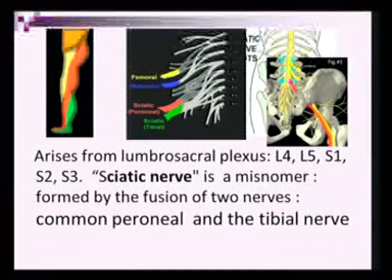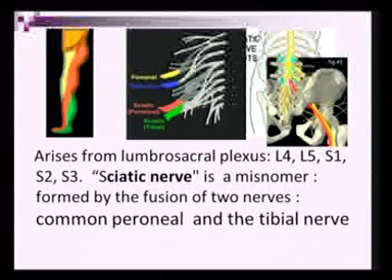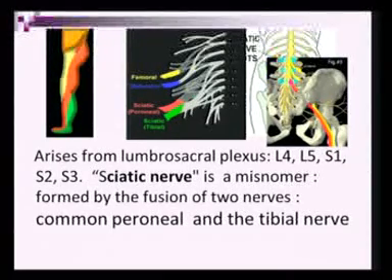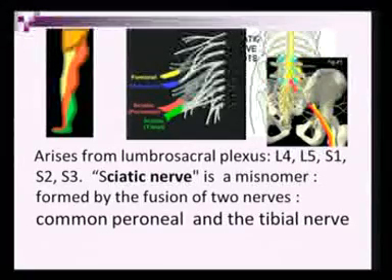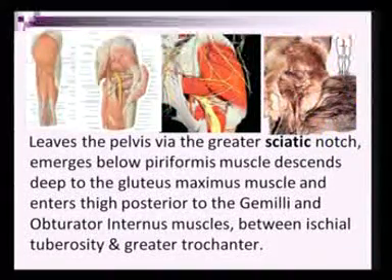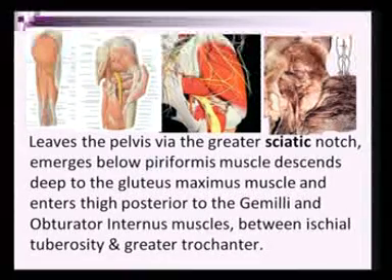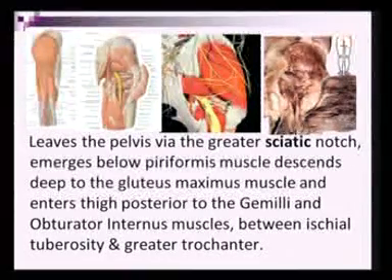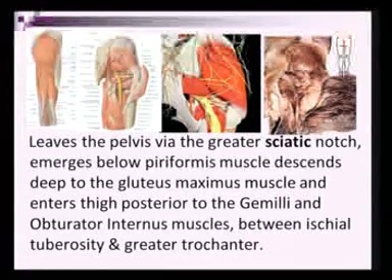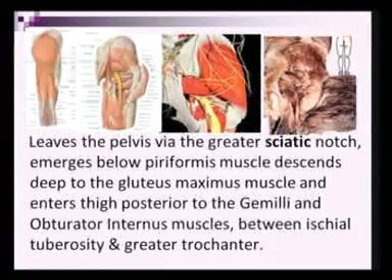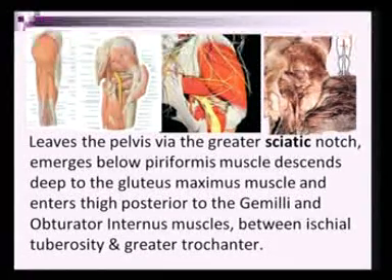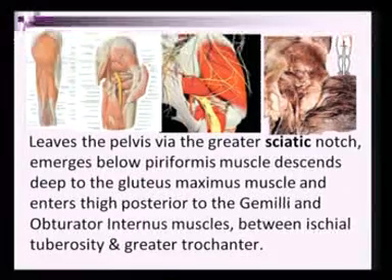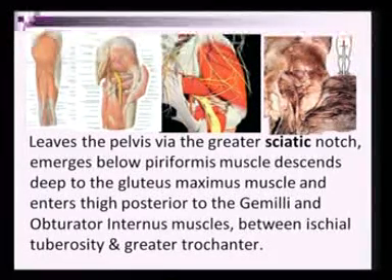S4 also. The term sciatic itself is a misnomer because the nerve is formed by the fusion of two nerves, the common peroneal and the tibial nerve. After its origin from the lumbosacral plexus, it leaves the pelvis via the greater sciatic notch, and then it emerges below the piriformis muscle.